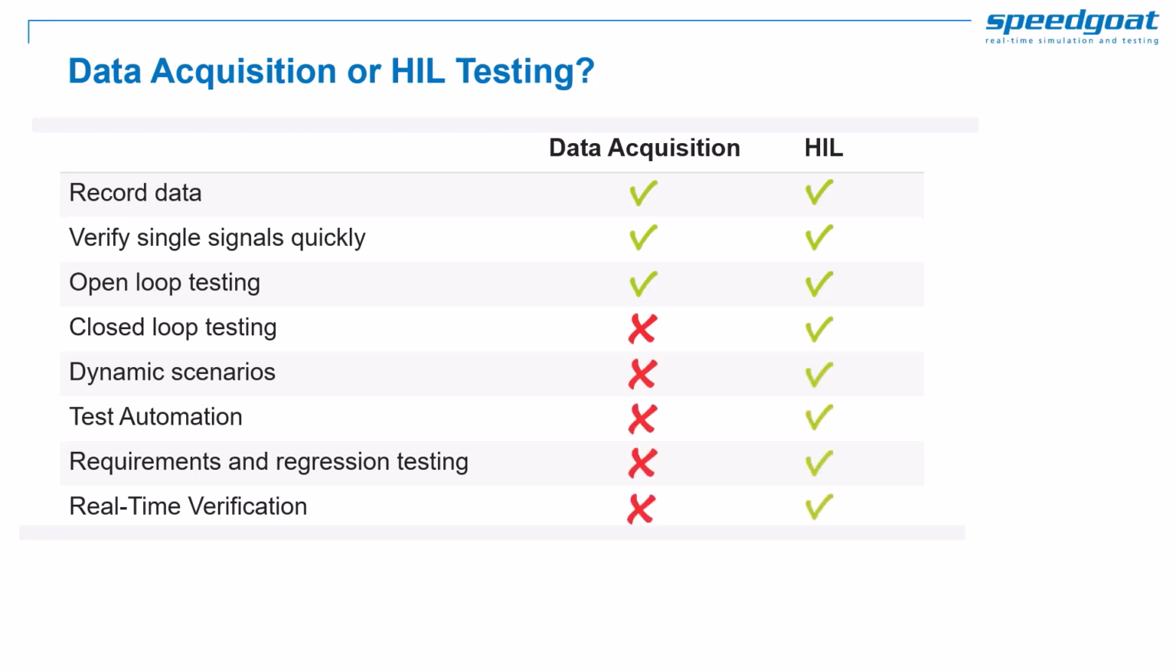This means that you can run dynamic scenarios and actively interact with your controller. The complete test process can be automated, allowing you to perform complex tests with a click of a button and to automatically generate test evidence using automated report generation at the end. You can test against a set of requirements and perform regression testing in case you have some last-minute changes to your code. This approach allows you to test your controller in real time, which cannot be achieved by just doing measurement or data acquisition.